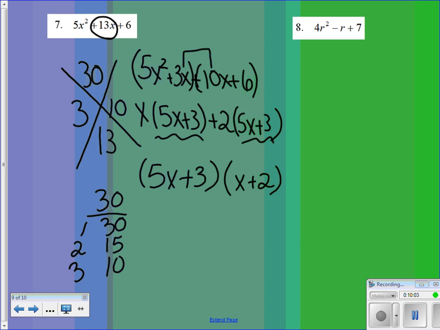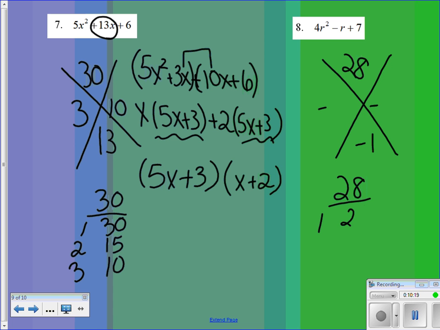All right, let's take a look at number 8. So for number 8, we have 4 times 7, which is 28, a positive 28, adding to a negative 1. So that means both our signs are negative. So factors of 28, we have 1, 28, 2, 14, 4, 7. All of those need to be positive. There's no way I can take all of those positive numbers and get a negative 1. So again, we have one of those cases that is not factorable.